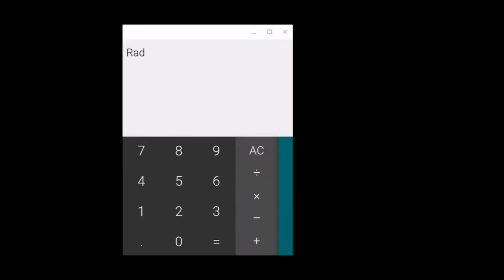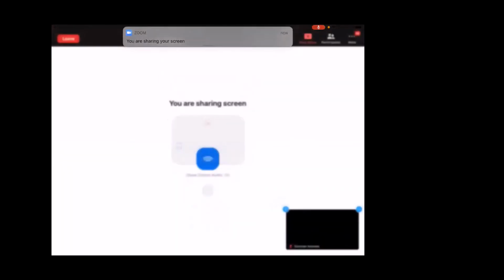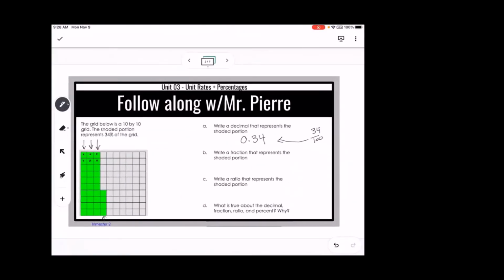Who is this? This is Allison P. Allison, can you please type 34 divided by 100? And then equals, boom. So 34 divided by 100 is equal to 0.34. So when we look at our example, and I'm going to ask you to go back once more, and I'll share my screen. That's how we got this. We wrote 34 divided by 100 equals 0.34.